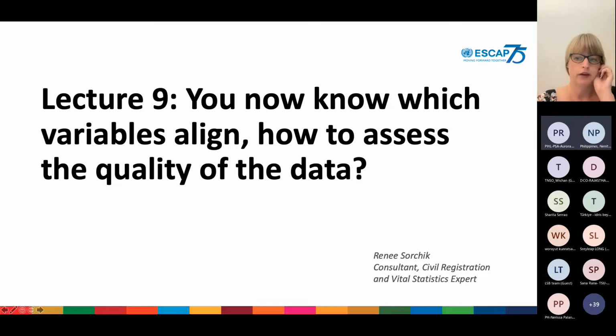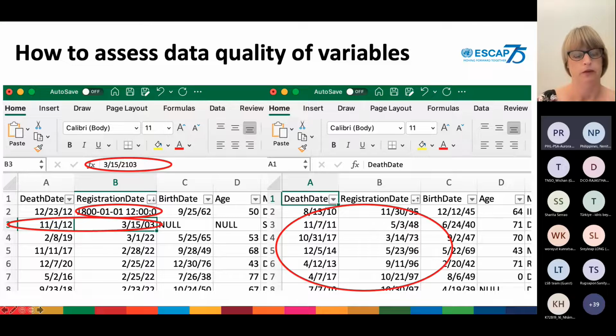We have looked at the definitions and our metadata, and we can see that they align. Once we start to look at the actual data, how do we assess the quality? We'll discuss that a little in this lecture. If you're using unit record data, it's likely that you're going to have errors. It's just part of life.